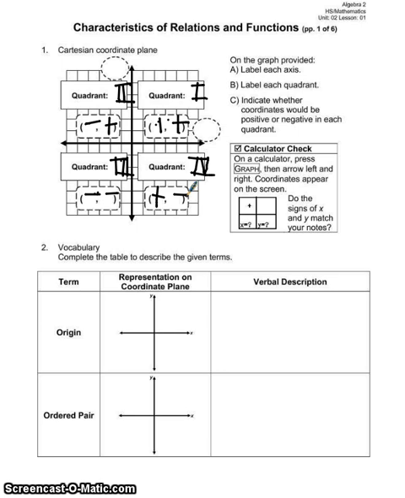Okay, so let's look at the right-hand side. It says on the graph provided, we're going to label each axis. So we also want to label our x's and our y's. We labeled each quadrant, and we indicated whether the coordinates would be positive or negative in each quadrant. Make sure you know what each quadrant is and also whether it's the x or the y axis. Okay, now let's look at number 2.